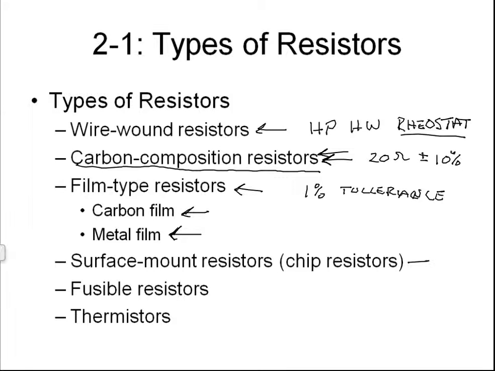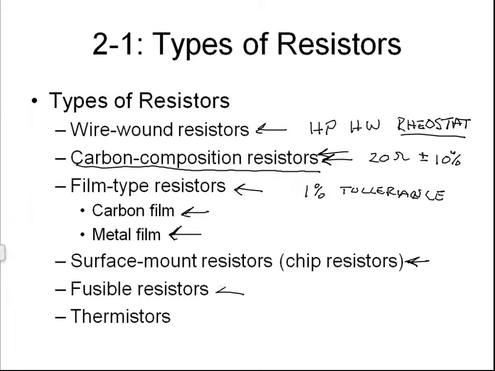Another type is a chip resistor. These are very small. Your cell phone is full of them. Your computer is full of them. They mount directly to a circuit board. There's no axial leads, and there are no wires. And we'll take a look at some more of those in a minute.